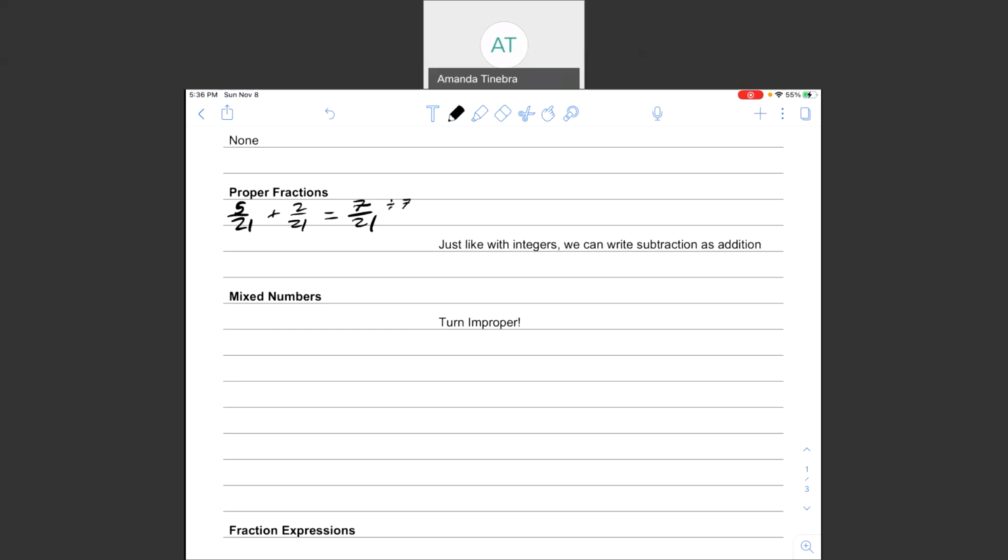So here I see that both top and bottom can be divided by 7. 7 divided by 7 is 1, 21 divided by 7 is 3, and so my answer is 1/3.